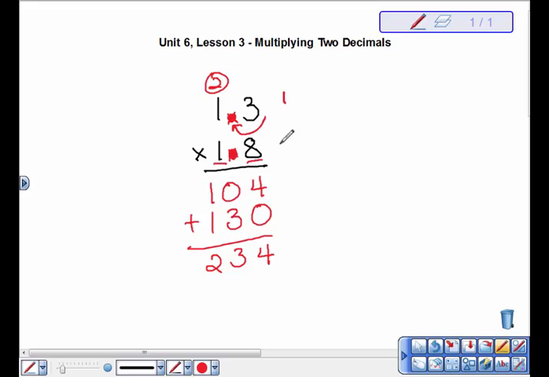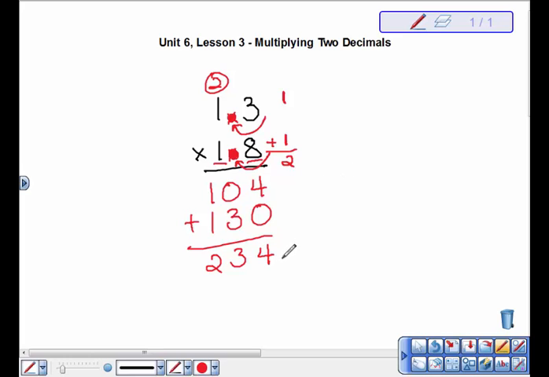But now, here's the difference. When I'm multiplying two decimals, I also want to count the number of places this decimal is. So same thing, this decimal is also one place in. So I have one place in for 1.3, and in 1.8, my decimal is one place in. Now, all I want to do is put them together. So if I have 1 from my top number and 1 from my bottom number, that's 2 places total.